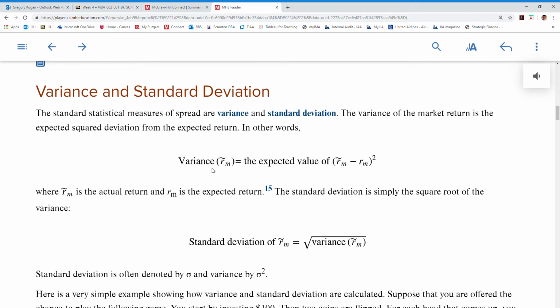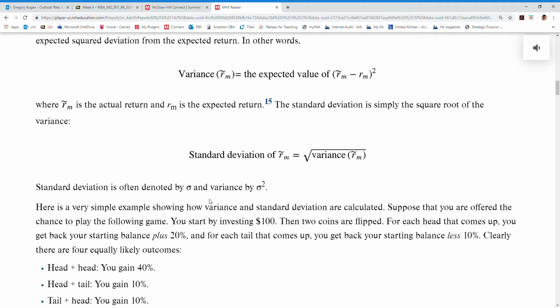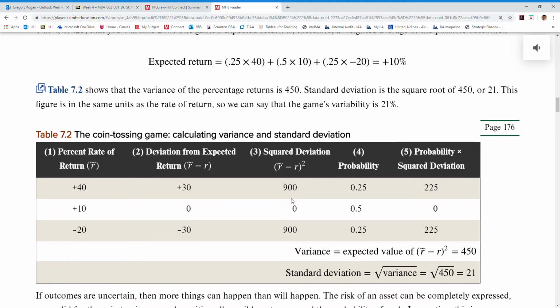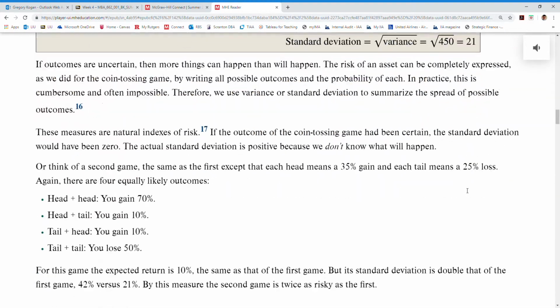So again, this is how we compute our variance from the mean, and then we add up all the squared variances, and that's the variance of RM, and then the square root of the variance of RM is the standard deviation. The standard deviation is noted by this symbol here, and the variance by the symbol squared. And here's another simple example of how to calculate the standard deviation. You can go through it here, looking at how much it varies from the mean, and then we sum it up and take the square root to get the 21 here.